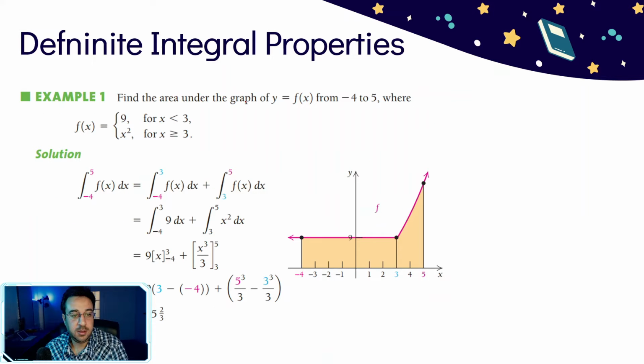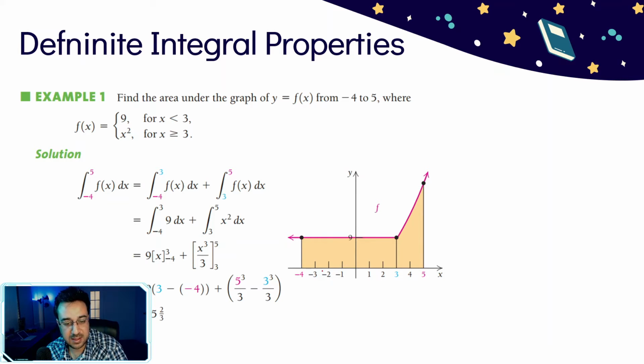So the example is saying find the area under the graph of y equals f of x from -4 to 5, where f of x is represented as 9 as x is less than 3 and it is x squared as x is larger than or equal to 3. So the function looks like this on the Cartesian plane.